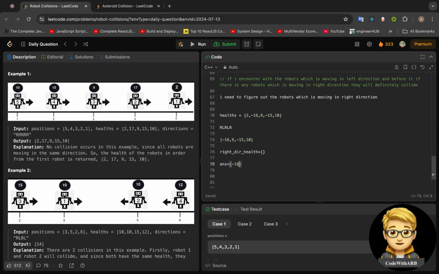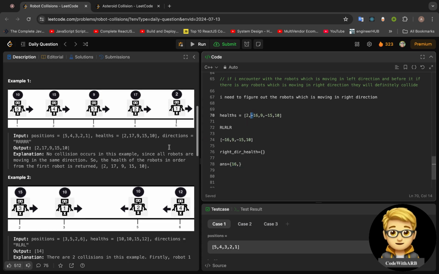So this robot will be in my answer, so I will just store this health, which is absolutely 16, because I have put this negative. The question was not in negative, right? So I will put 16 here. Now when I move to 9, this 9 is positive, moving in the right direction, so I will insert this in my right direction.